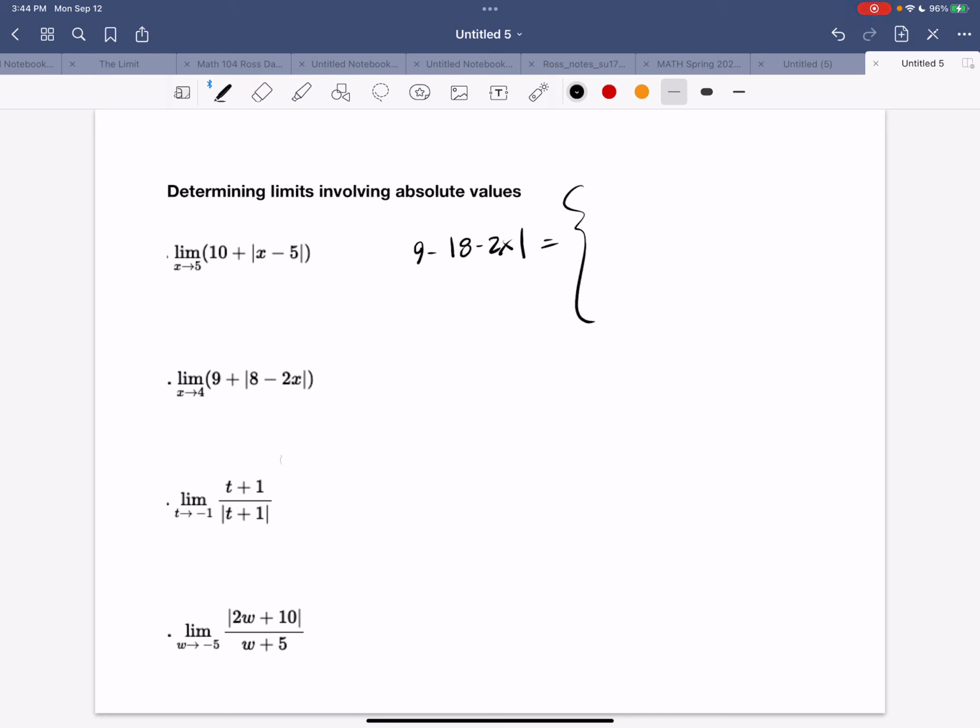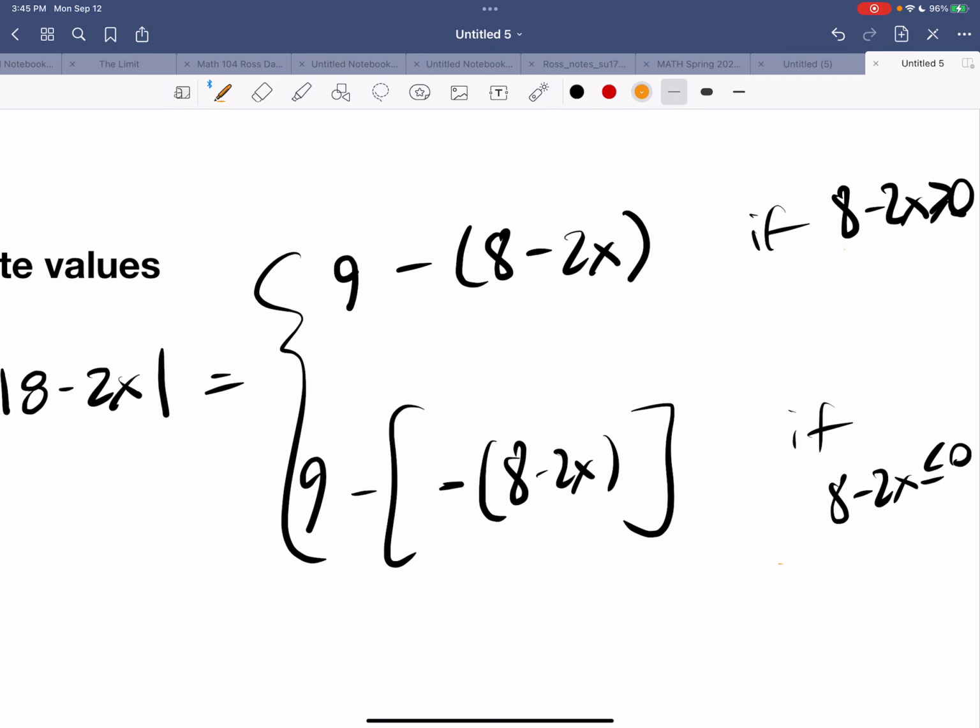And I'm going to say it's equal to 9 minus (8 minus 2x) if 8 minus 2x is bigger than or equal to 0. And it'll be 9 minus negative (8 minus 2x) if 8 minus 2x is less than or equal to 0. And so I'm going to now simplify this. Let me make this a little smaller. Okay. So 8 minus 2x is bigger than or equal to 0. That's the same as 8 is bigger than or equal to 2x.